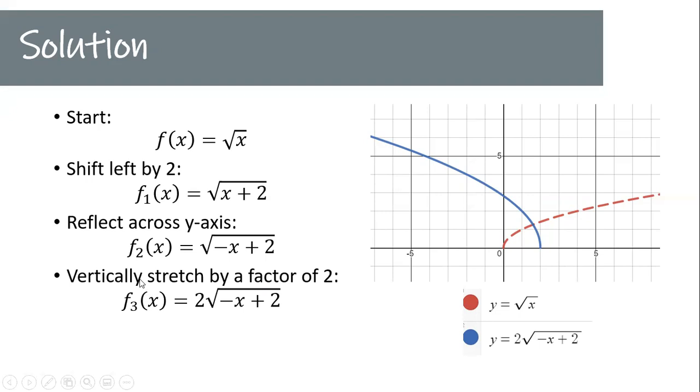And lastly, we want to vertically stretch it by a factor of 2, which means all we need to do is multiply that entire function by a factor of 2. So we're left with 2 square root of negative x plus 2, which gives us this blue line. You can look here and see that it's vertically stretching because it's getting taller faster. You can see that it has been reflected because now it opens that way instead of that way. And I know that it looks like it shifted to the right, but it actually shifted to the left because we started here and then flipped it over. So that's just one thing that you have to be careful about.